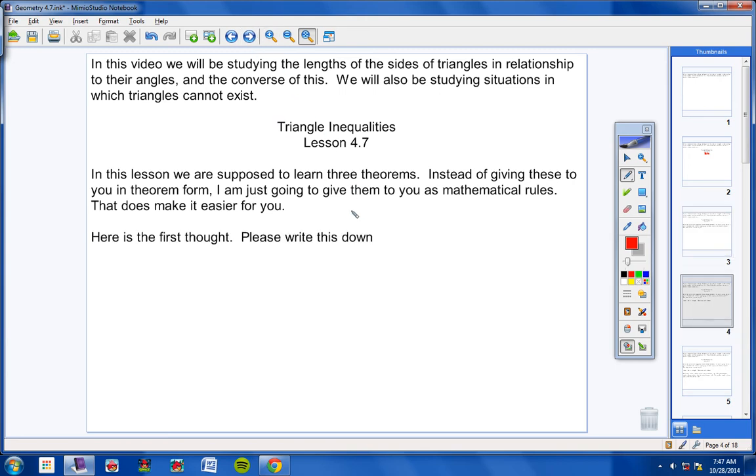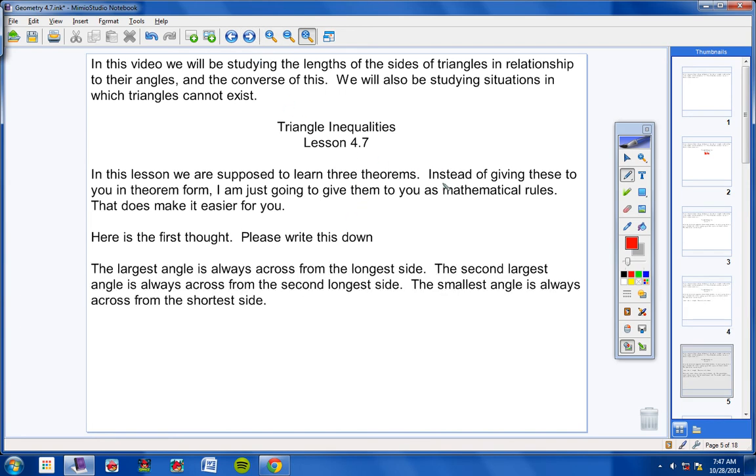With that in mind, here's the first thought. Students, please write this down. You can see now how confusing this sounds. You do not need to memorize this, but please write it down. The largest angle is always across from the longest side. The second largest angle is always across from the second longest side. And the smallest angle is always across from the shortest side. Now I should have put this in here: this is true when we're dealing with triangles. I'm going to pause a second while you write this down.